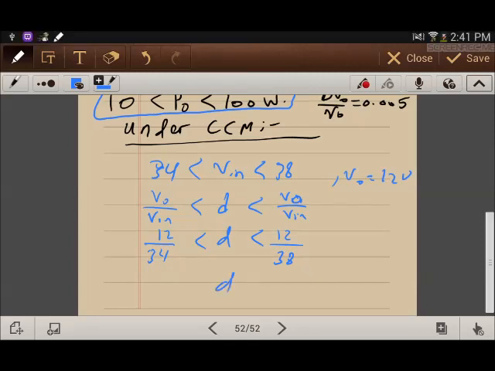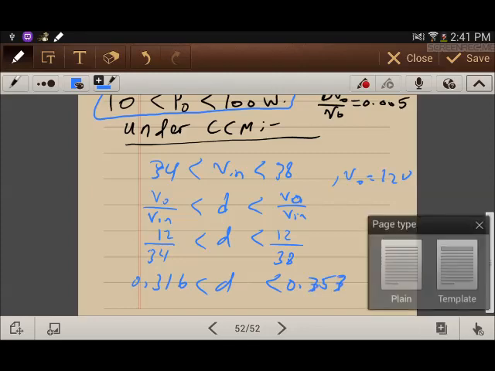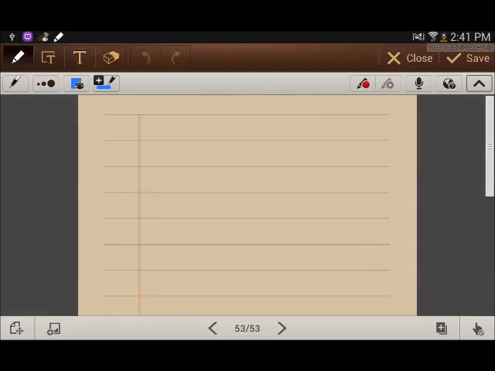So under this assumption, the duty cycle is between 0.316 and 0.353. The next thing that we have to take into consideration is the load resistance. Since P out is equal to V out square over R, R is going to be V out square over P out.